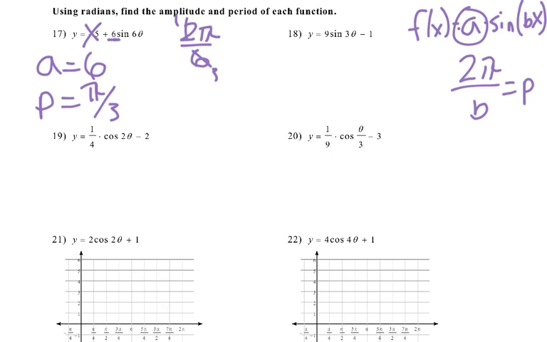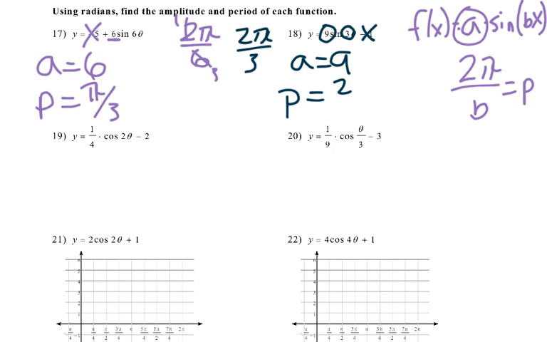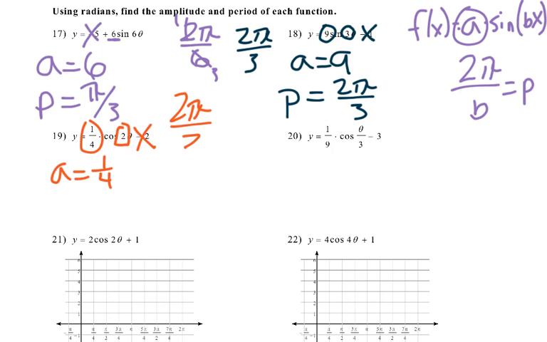Okay, so once again, 18. It's not this minus 1 that's the amplitude, it's the 9. It's not the 3, it's 2 pi over 3, which we can just leave like that, 2/3 pi. Okay, so it's 1/4 times, so amplitude is 1/4. It's not this 2. This 2 would be b, not the period, so 2 pi over 2. They cancel, leaving us with a period of pi.